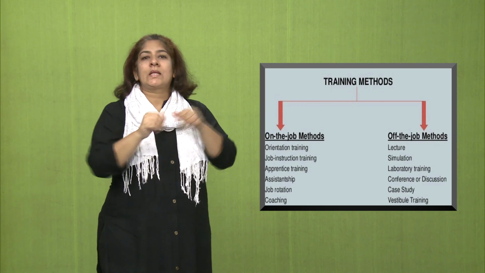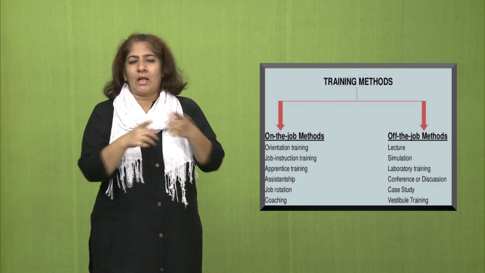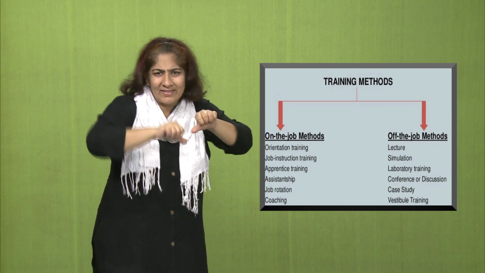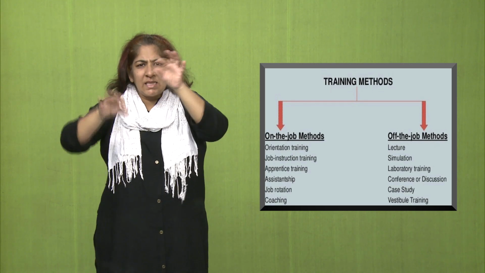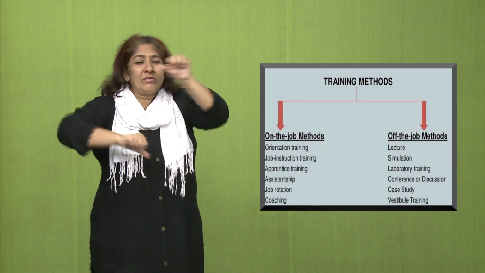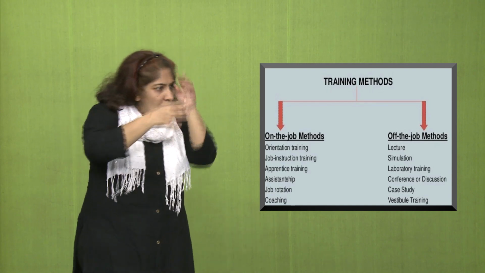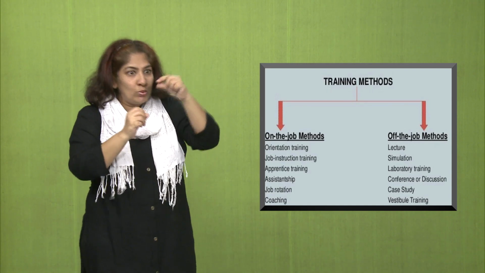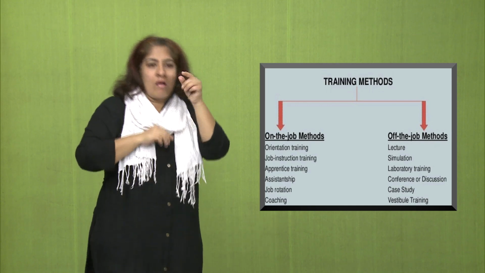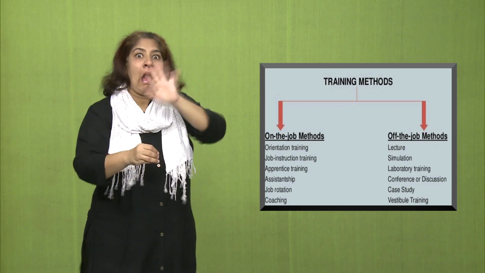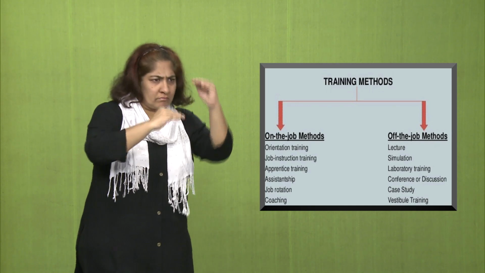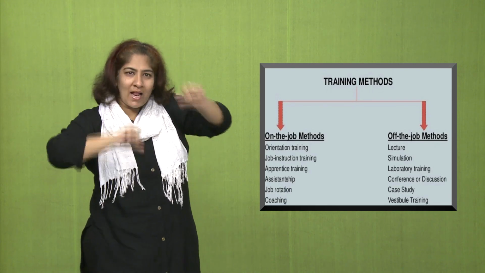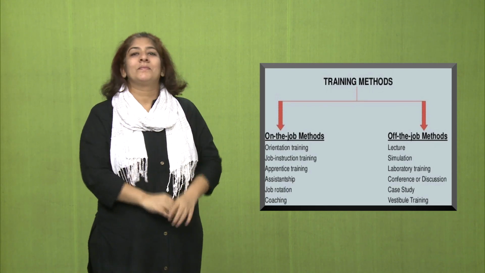The third method is laboratory training, like for doctors or in a lab. There are different kinds of training given to them. They can understand, and any learner can go and learn practically. So that is the laboratory training. That is an off-the-job method.